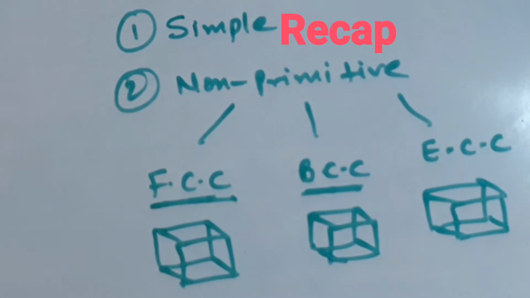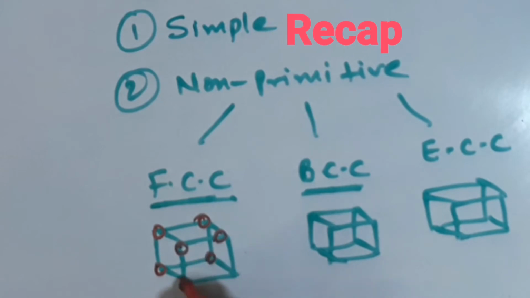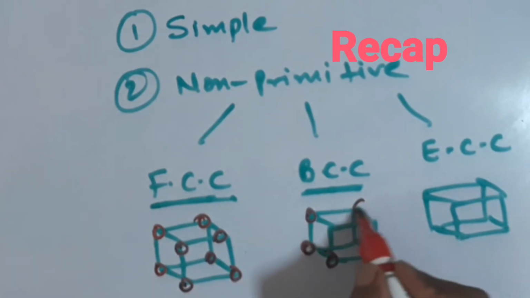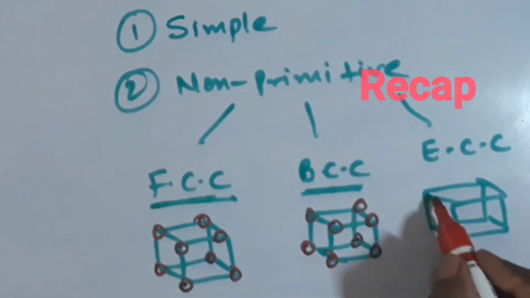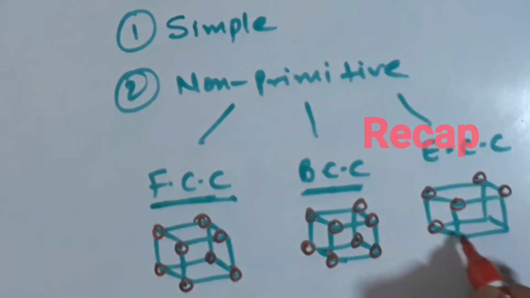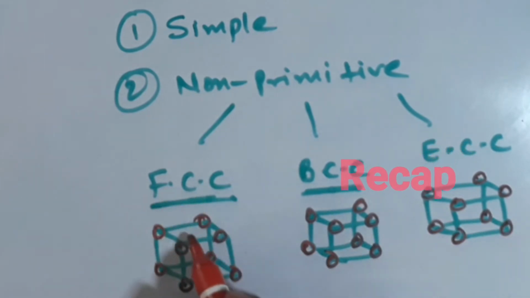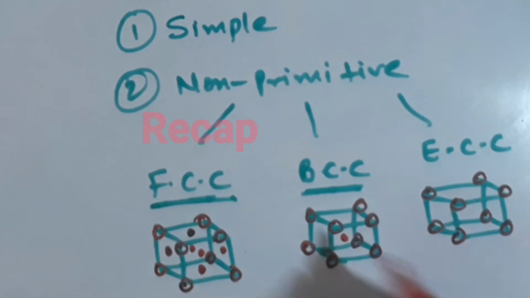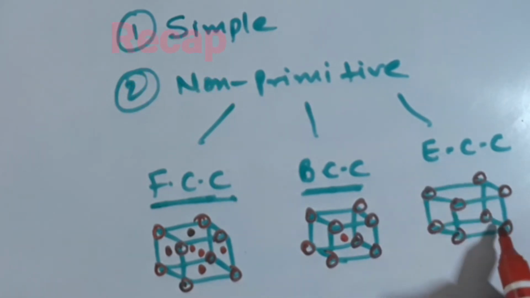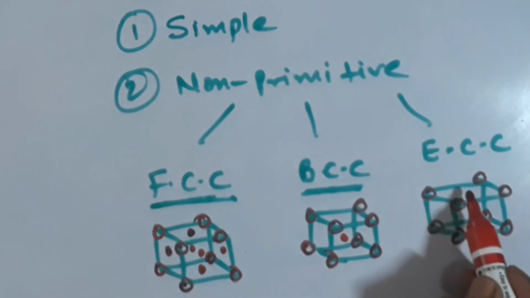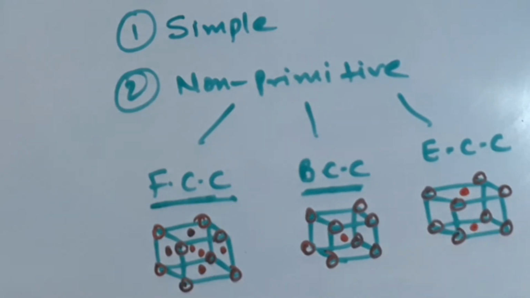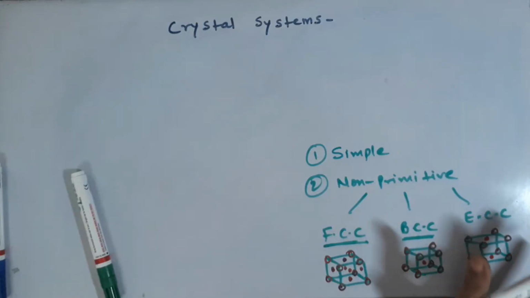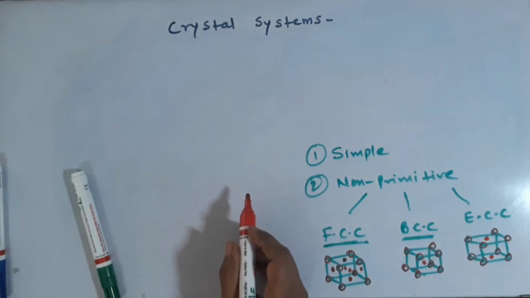In the face-centered cubic cells, we saw that the constituents are located at the corners and also at the face centers. In all the three cells, first of all, we must draw the constituents at the corners. Now in FCC, draw some of the constituents at the centers of all the six faces like this. In BCC, you will draw one of the constituent at the body center, and in end centered, you will draw two atoms at the opposing faces like this. So these were the three types of simple and non-primitive cells.